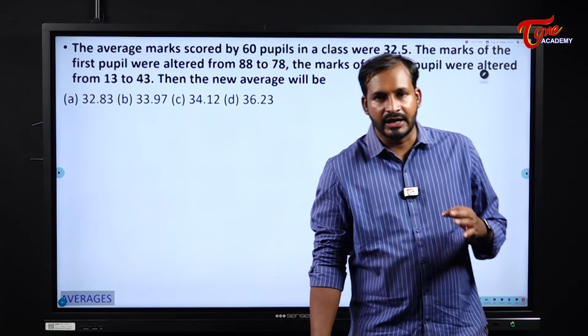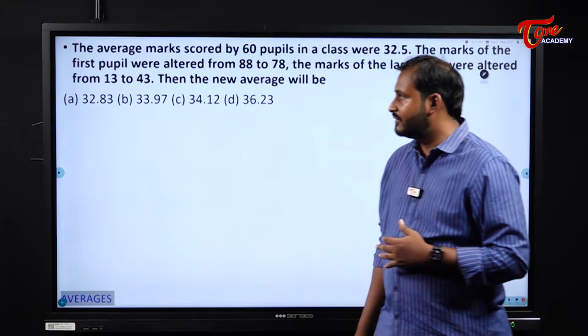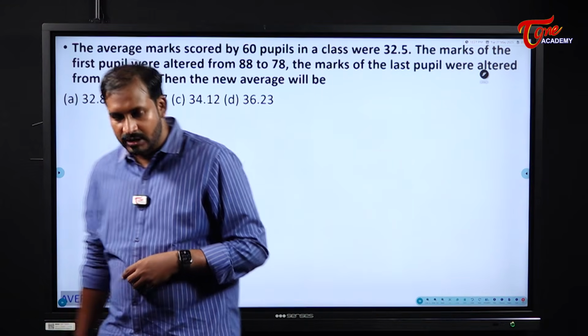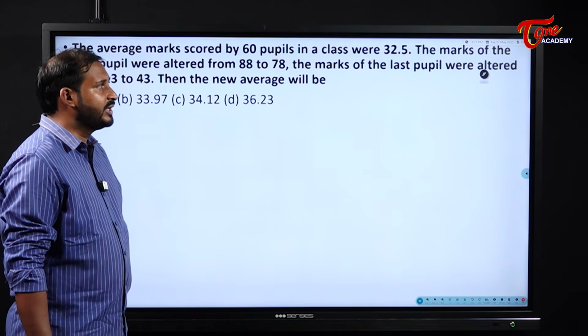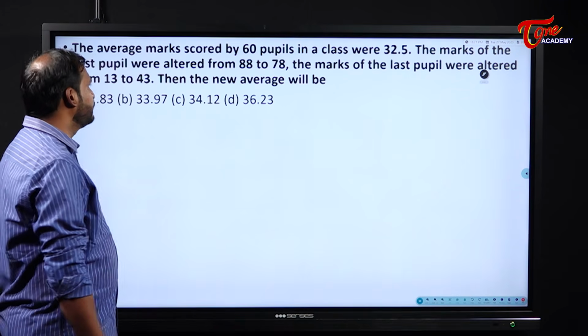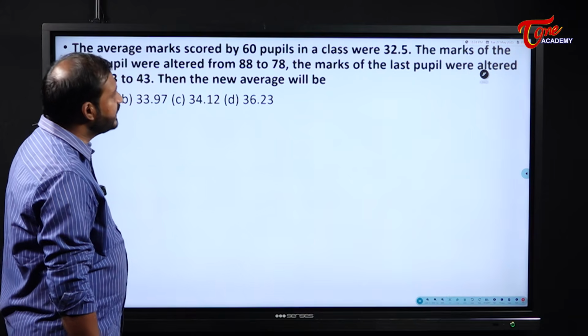Everyone pause the video and try to solve this one. Similar one. Pause the video and try to solve. The average marks scored by 60 students in a class were 32.5. The marks of the first person was altered from 88 to 78.